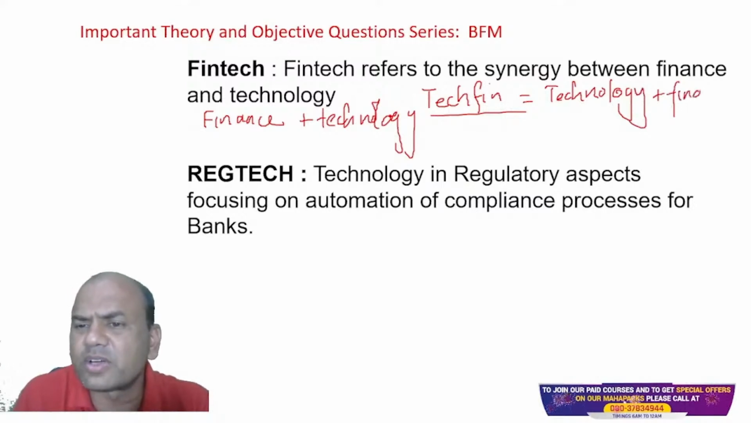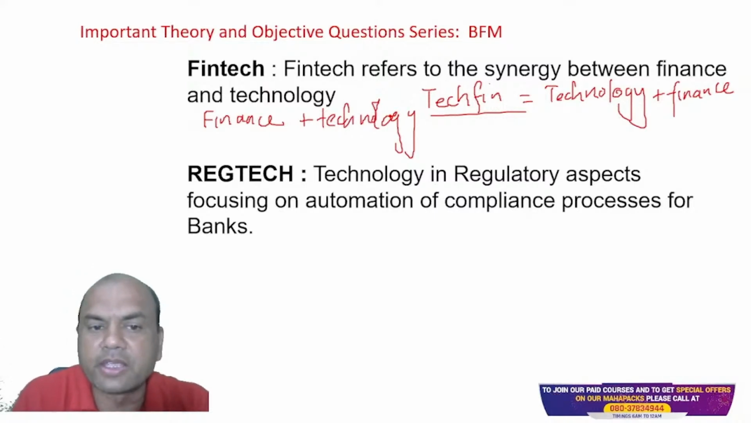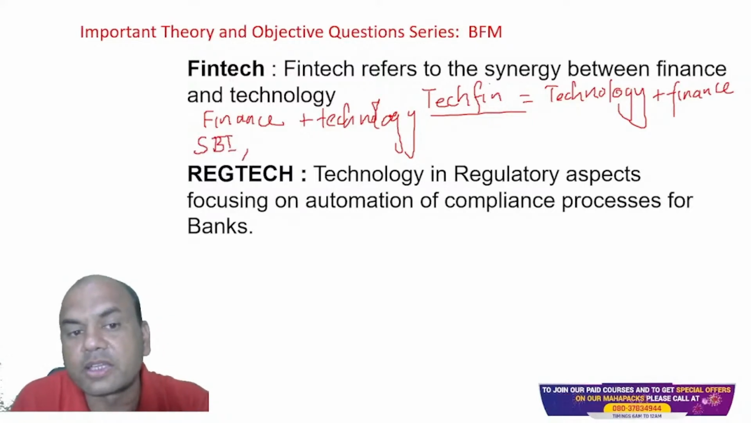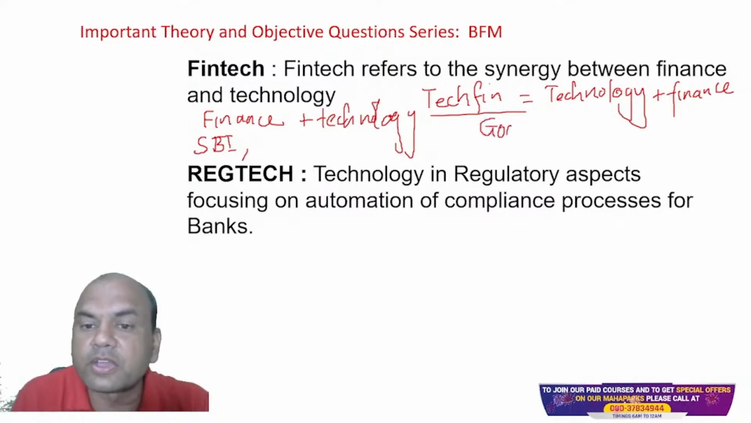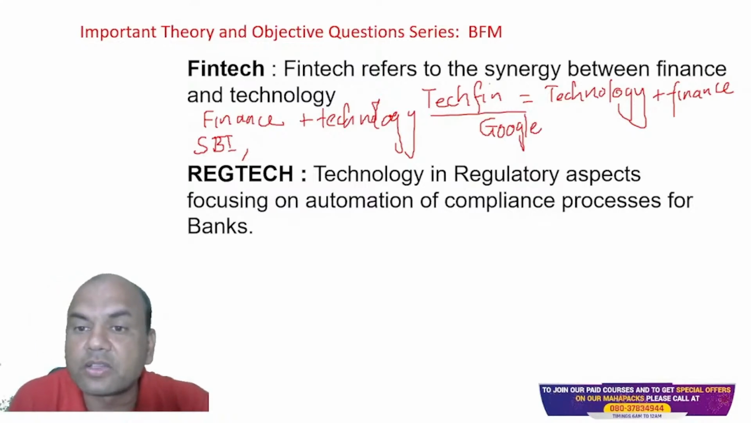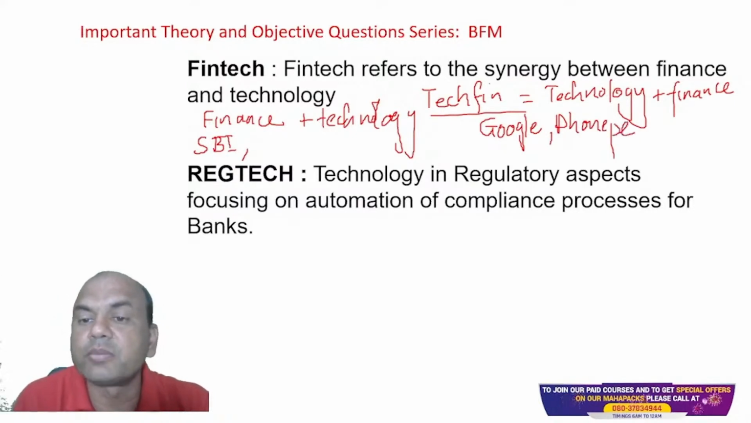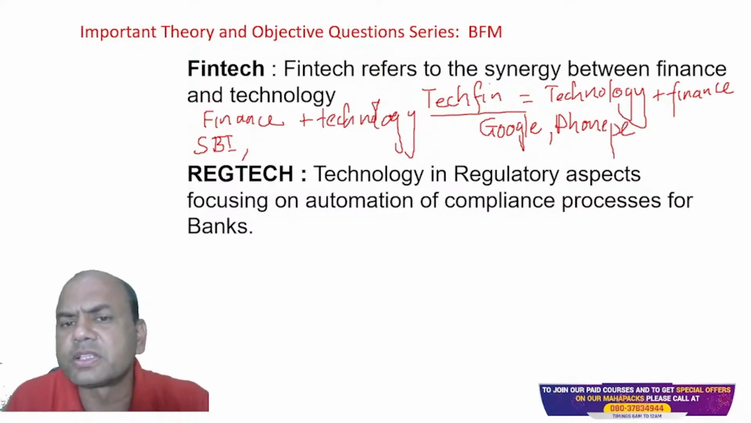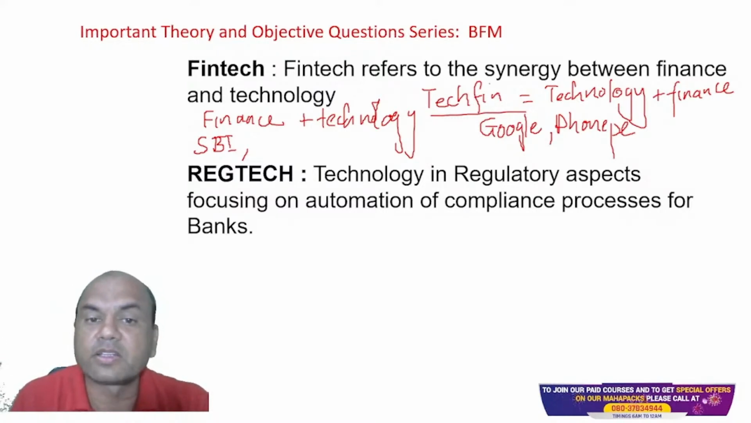Now you'll say, sir, what is the difference? Only the words are different. See, the difference is like this. Suppose SBI. SBI will fall in fintech. SBI, HDFC Bank, all are banks. They are fintech. They are first finance, then technology. Techfin means Google. Google will fall in techfin because it is first technology and then it is giving loans. PhonePe. First it is technology, then it is giving loans. Google, PhonePe. These are all techfin companies. Understand the difference? There is a slight difference in the words, but a huge difference in the overall companies. So fintech refers to the synergy between finance and technology.